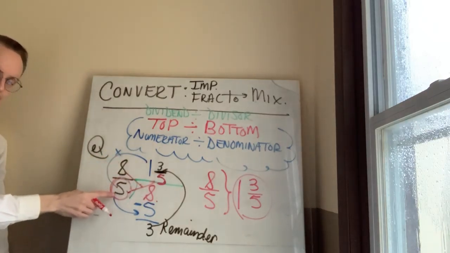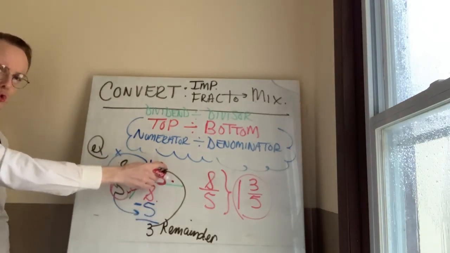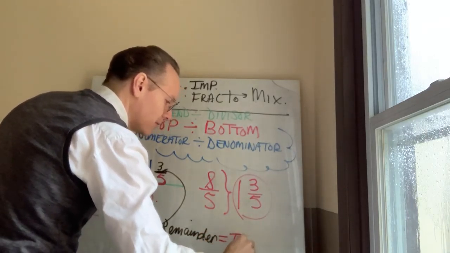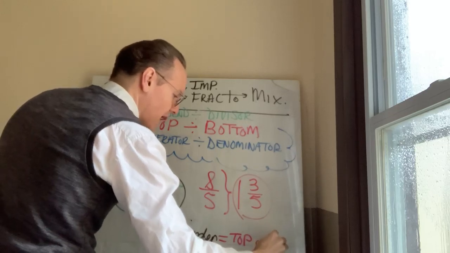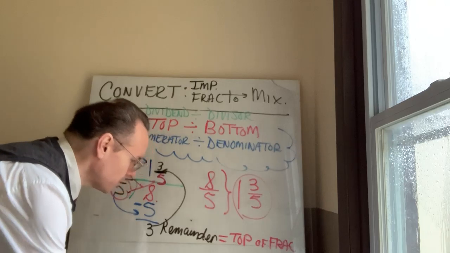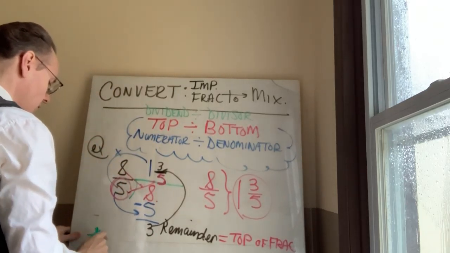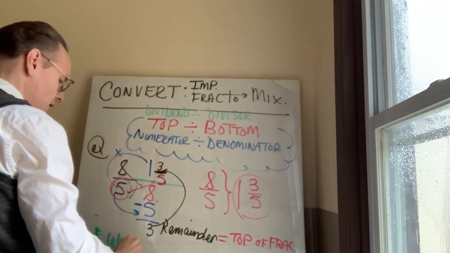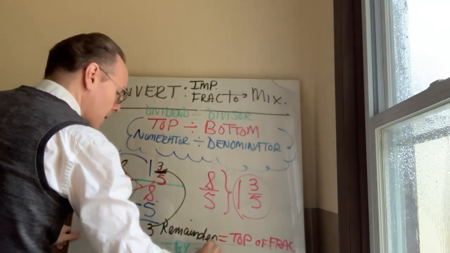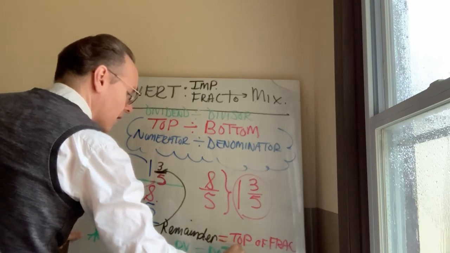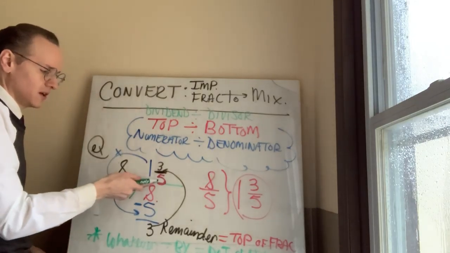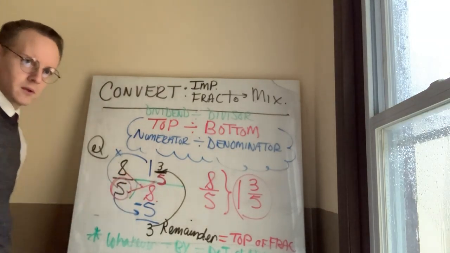Divide the top by the bottom. The remainder becomes your new numerator. The remainder is equal to the top of the fraction. Whereas whatever you divide it by, that is your bottom, the denominator of your fraction. So if you see a 5 here, put a 5 as the new denominator.